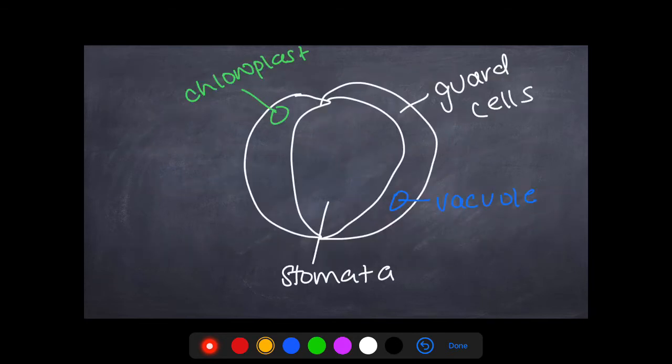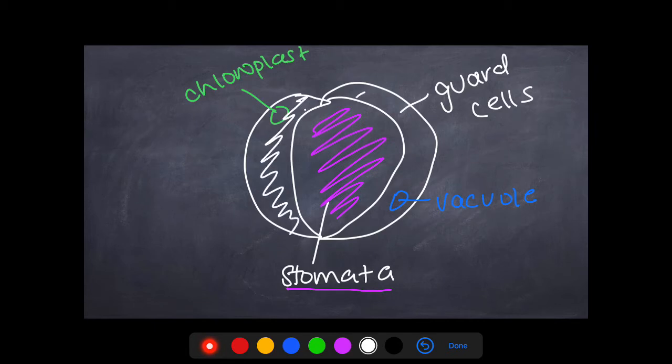So what does the stomata look like? This is what a stomata looks like. You have the stomata, which is right here. This is the tiny opening on the bottom of the leaves. And then around the stomata, you have 2 guard cells. You have 1 guard cell over here, and you have another guard cell over here.